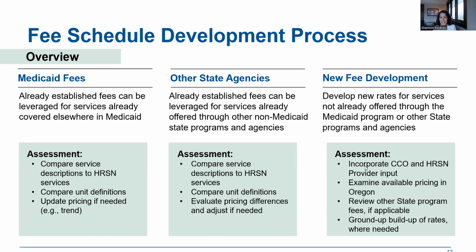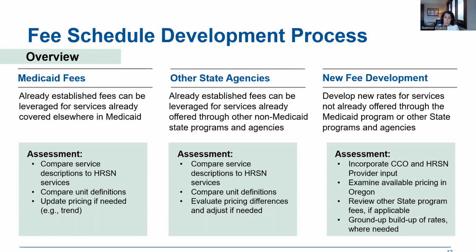And you'll see on this slide really provides an overview of the 3 steps we assess in development of service pricing. First, we check Medicaid programs within Oregon. We want to determine if already established fees can be leveraged for service already covered elsewhere in Medicaid. In review of Medicaid programs, we'll look to compare service descriptions to HRSN services, compare unit definitions. So again, is it a month? Is it a week? That would be that unit. And then update pricing if needed.